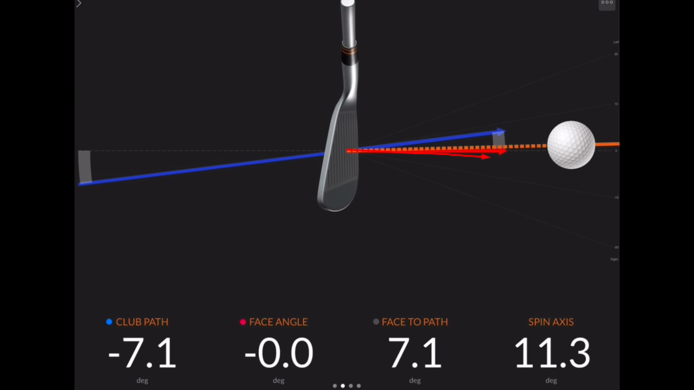Okay, so I hope this makes sense. Pretty simple once you get your head around it. I know at the start it can feel a little bit overwhelming when you start looking at numbers, but certainly this is essentially what's happening. The club is moving left through impact and the face is some amount open to that.